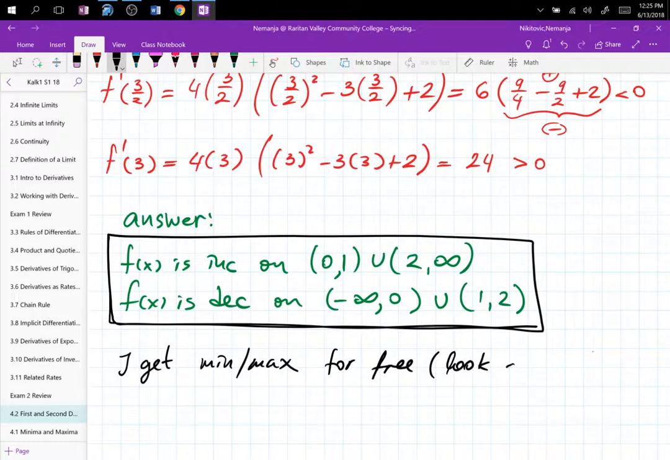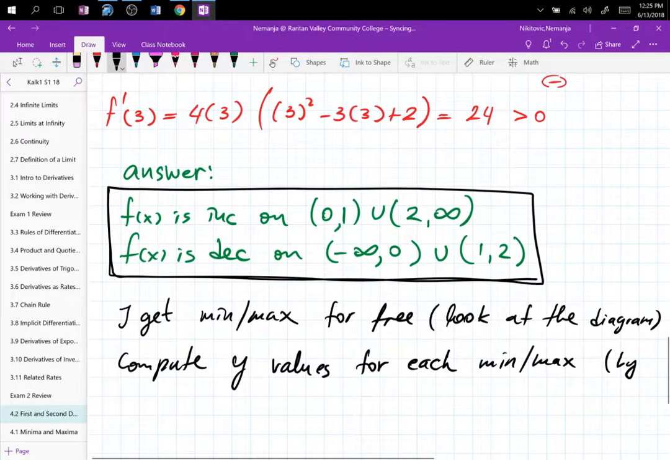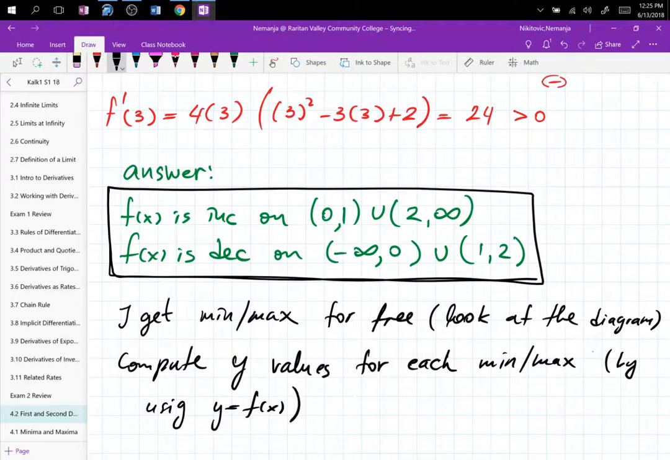In parentheses, look at the diagram. Next one, compute y values for each min max in parentheses by using the original equation, by using f of x, y equals f of x, whatever. Bam, done. Great. So you get that for free. That's awesome.